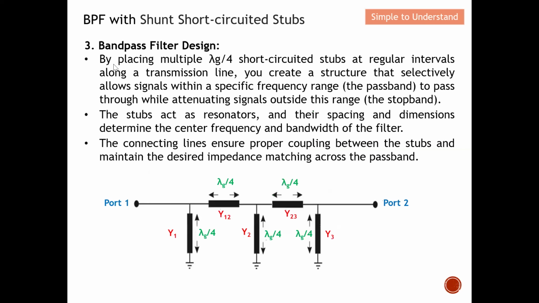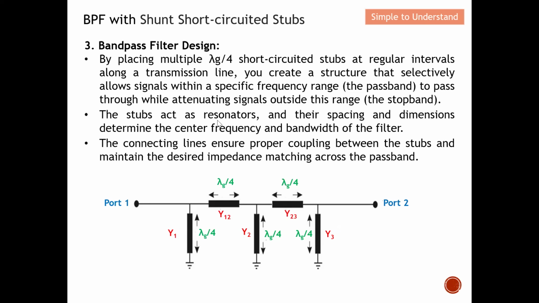Coming to number 3, how can we actually have this bandpass filter design? By placing multiple lambda over 4 short circuit stubs at regular intervals along a transmission line, you create a structure that selectively allows signals within a specific frequency range, or the passband, to pass while attenuating signals outside this range. You can see over here, I have these 3 shunt short circuit stubs. If we properly put them in at regular intervals, we are able to have these bandpass filter characteristics.